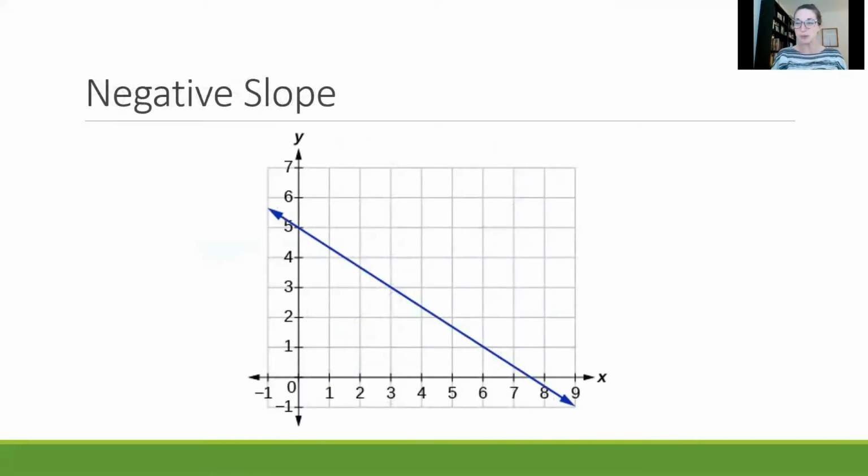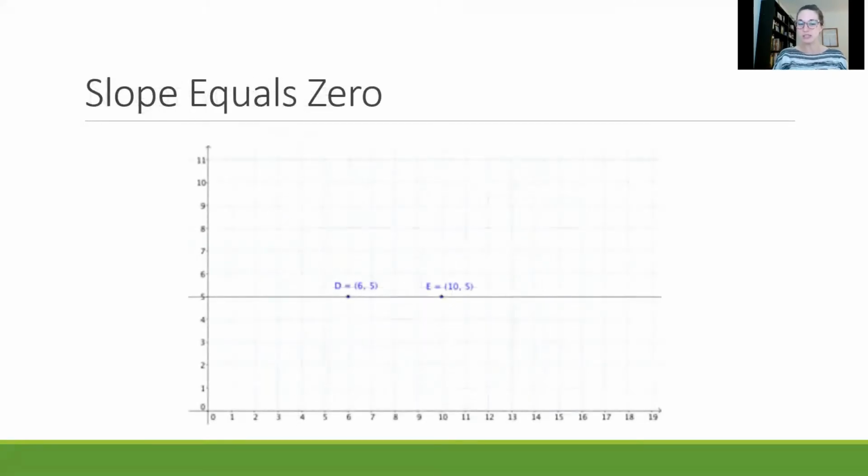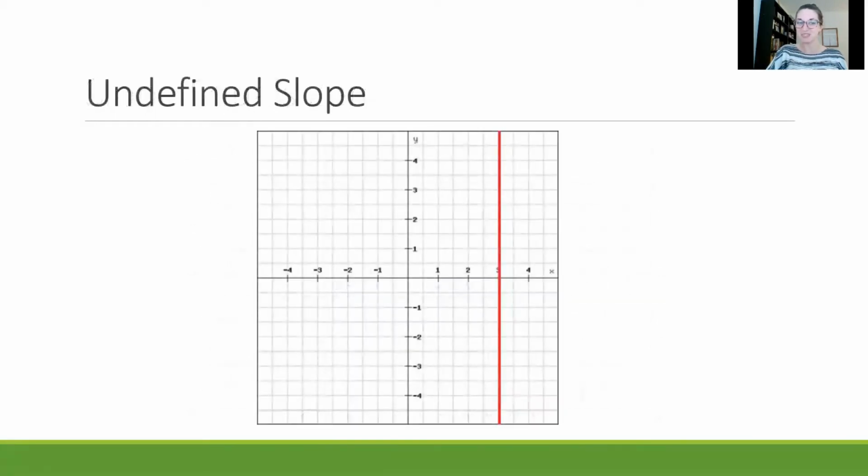For a negative slope, it's just the opposite. The left side is higher than the right side and it's moving downward. For slope equals 0, that means that the line will be perfectly flat and horizontal. And for an undefined slope, that means that the line we see will be perfectly up and down, and so it's undefined.